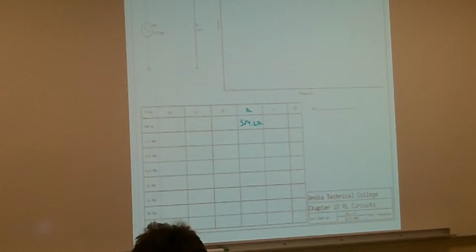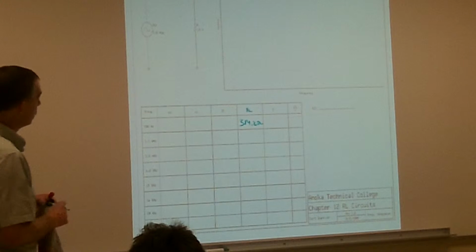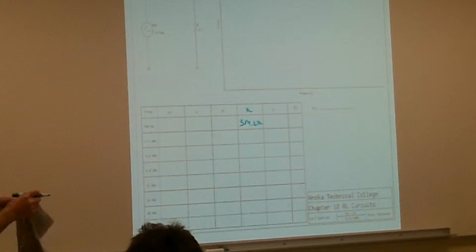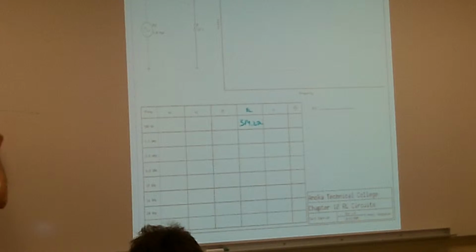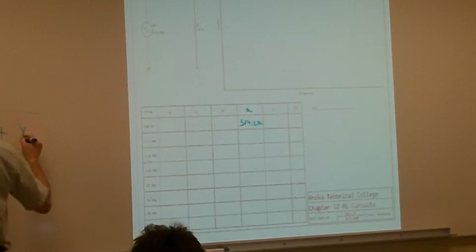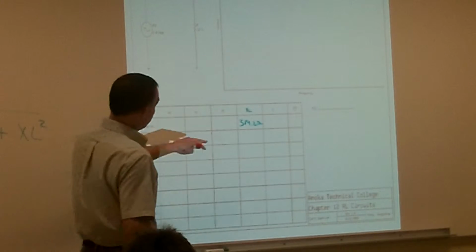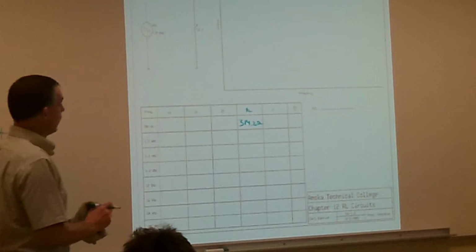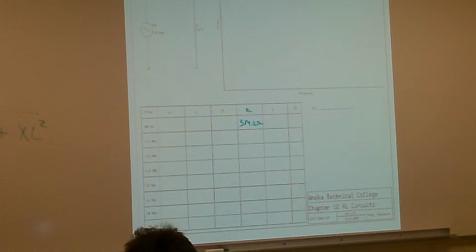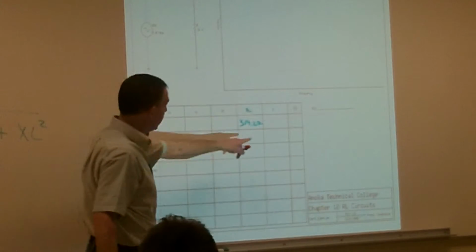There are two different methods that we can do. We can do the square root of R squared plus X of L squared, and we can get our Z. But if we do the other method, we can get our theta at the same time. If we use our rectangular to polar function, then we can calculate out both our Z and our theta at the same time.